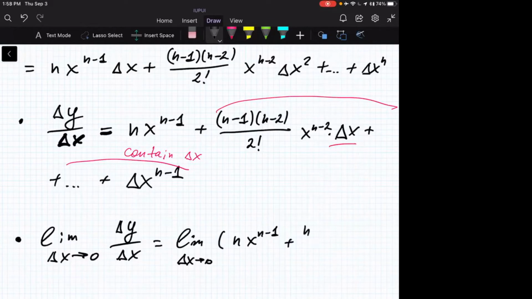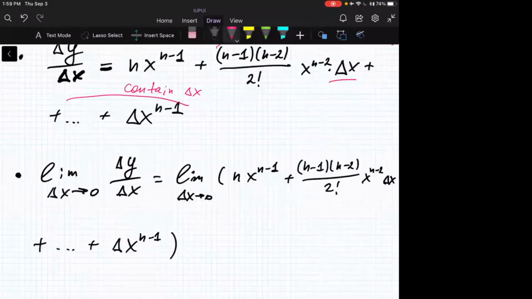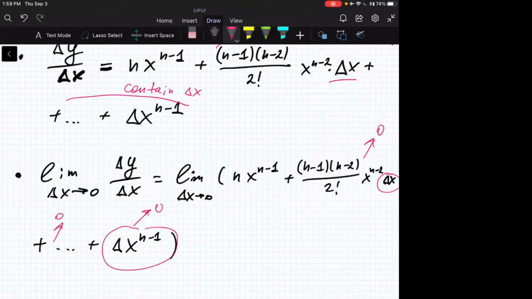N x to the power n minus 1 plus again this long function expression times delta x plus some other terms plus delta x to the power n minus 1. But again, I can use the property of the limit. The limit of the sum is the same as the sum of the limits. And because of this delta x, this term will go to 0. The second term contains delta x squared, so it also goes to 0, and all other terms. And the final one also goes to 0.